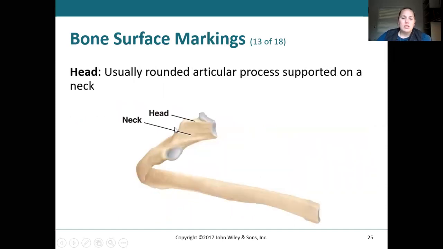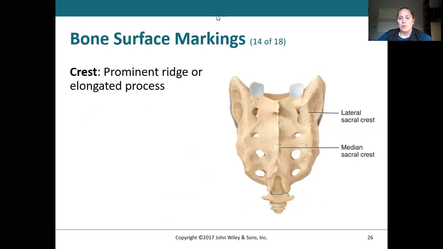A head, again, is a usually rounded articular process supported by a neck. So if we look at our example here of the rib, you can see the neck, and then the head is supported from that neck. So it kind of makes sense and mimics some of what we see in the body. Next is crest. You can see the example that was given in the table was the iliac crest of the hip bone. Here you can see the lateral and medial sacral crest of the tailbone. So they're just giving a couple different examples, both in the table as well as what you see here in the pictures.